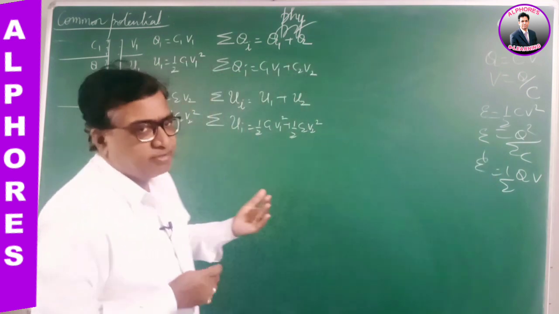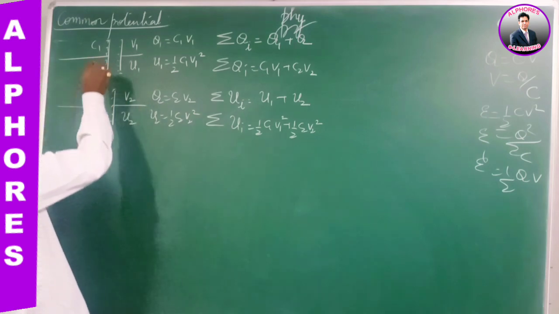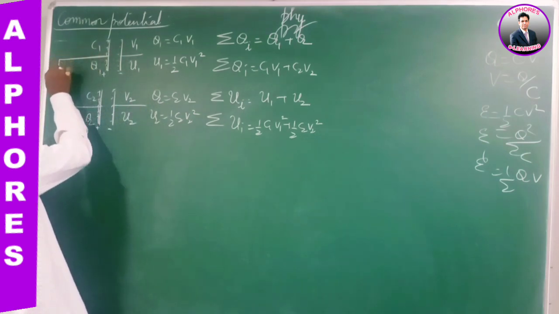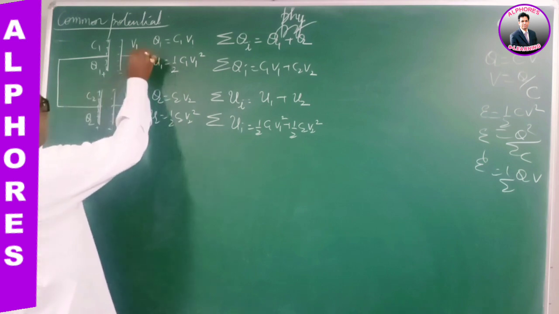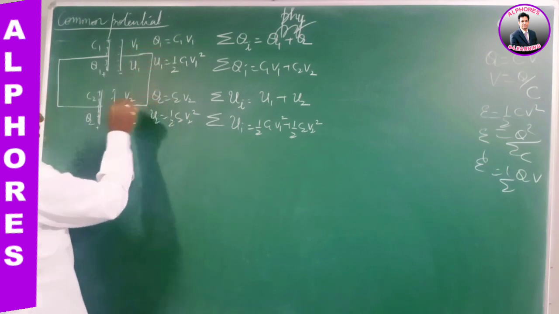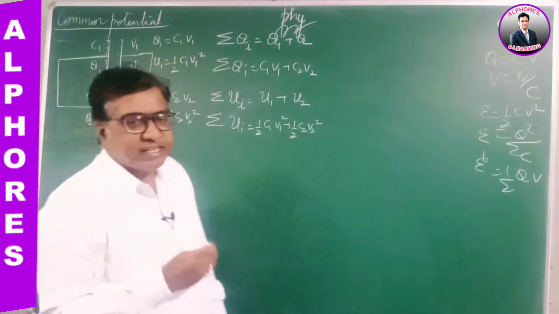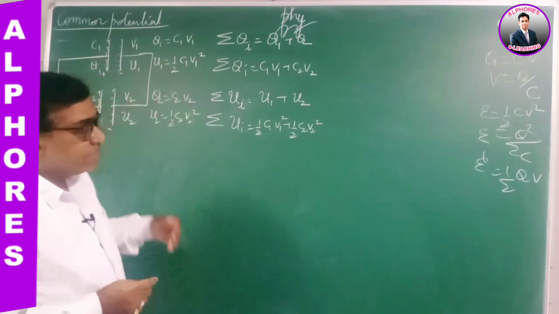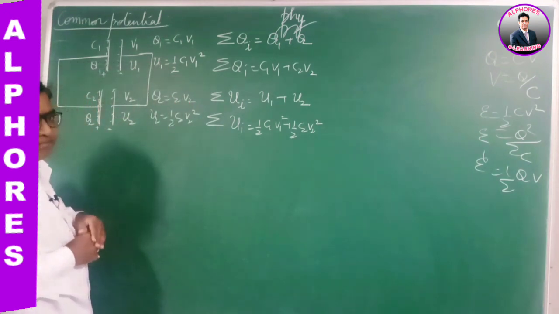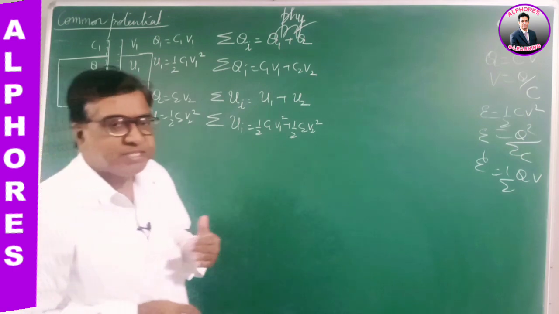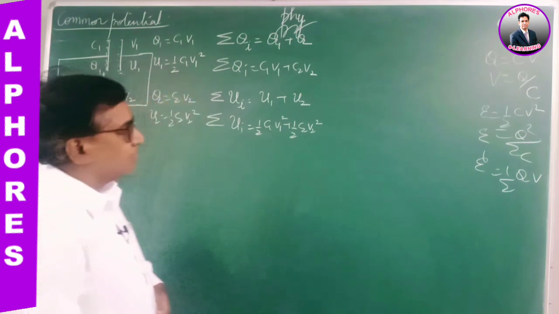The right way of combining them. I connect the positive terminal of the first capacitor to the positive of the second, and the negative of the first capacitor to the negative of the second. Plus is connected to plus, minus is connected to minus. This is called electrical biasing: plus to plus, minus to minus. When I bias them, connect them like this.